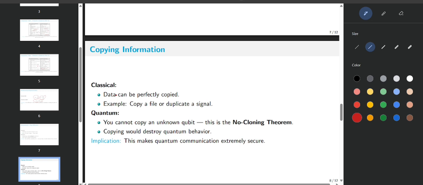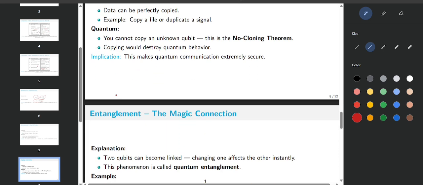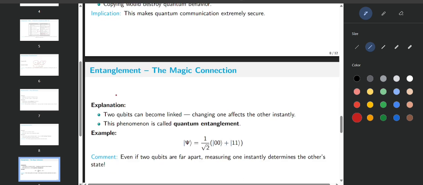Now, copying information. Classical data can be copied. You can duplicate a file or copy a signal, but quantum information follows the no-cloning theorem. What does the no-cloning theorem say? You can't make an exact copy of an unknown qubit, because copying it would destroy the delicate quantum system. This is actually good news. It makes quantum communication extremely secure, because no hacker can perfectly copy quantum data.